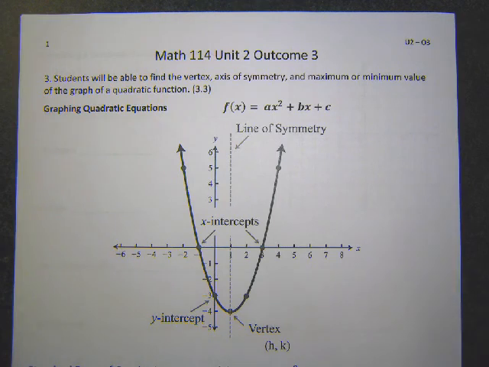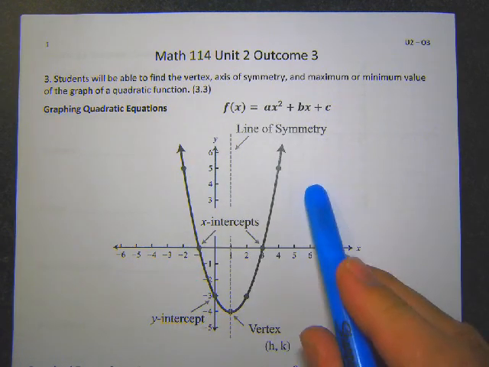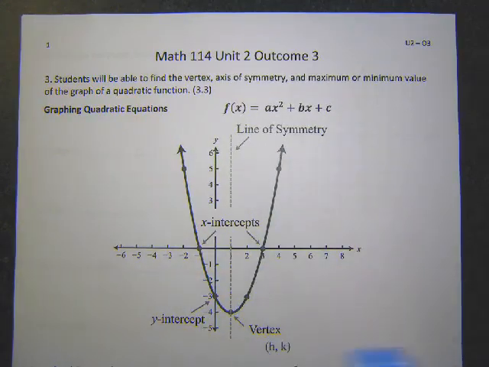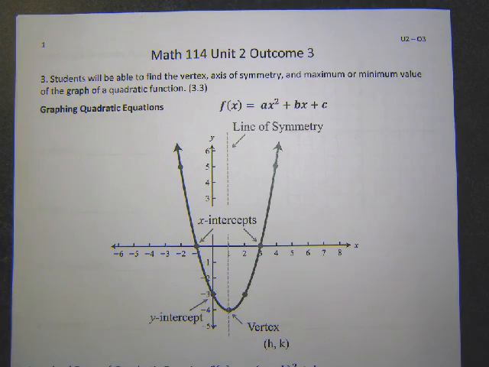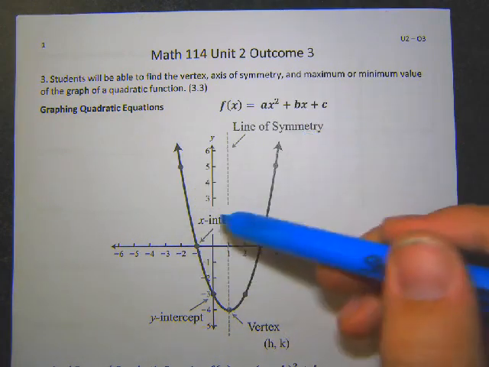Every single time you graph a quadratic, you're going to get this basic shape. It's going to be what we call a parabola. That's just the fancy name for this. This is called a parabola. It's a curve. Parabolas can open up or they can open down.